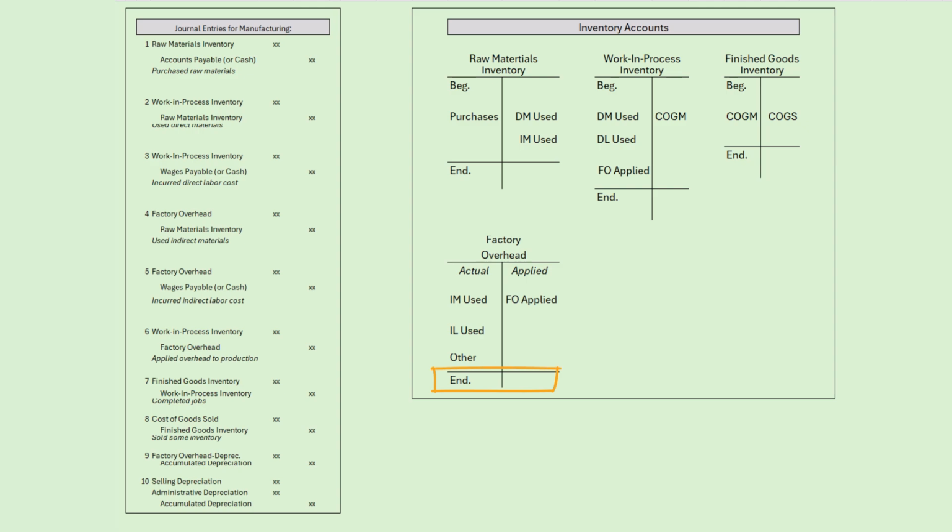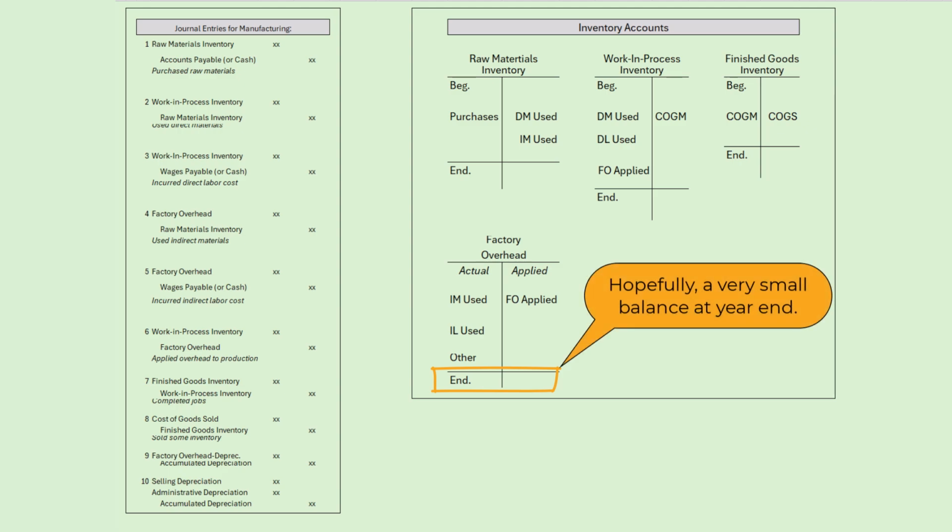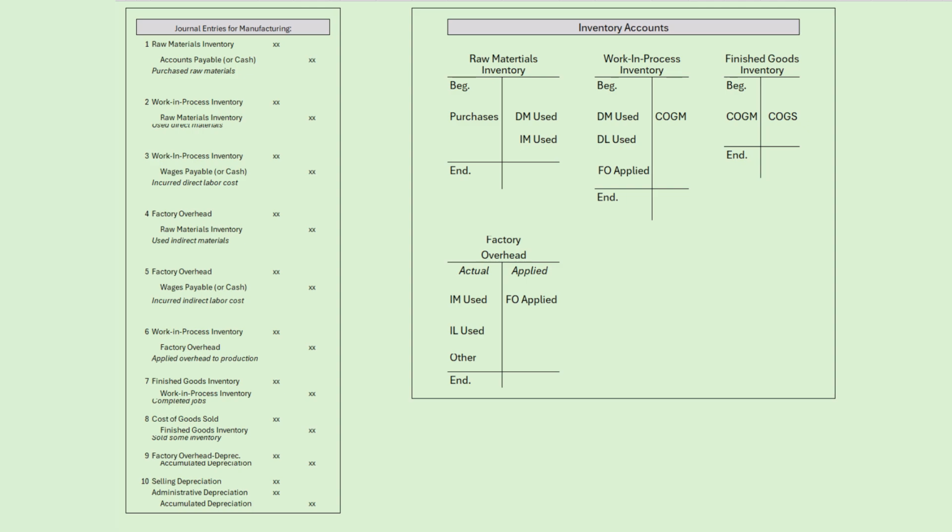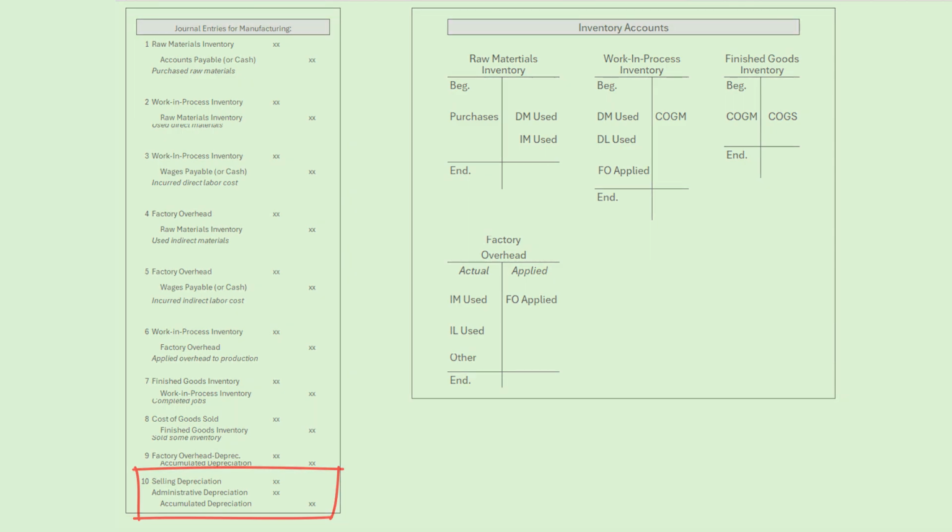Now, if we've been doing this right, at the end of the year, we won't have a significant balance in factory overhead. And if we do have a little balance, we'll just send it to cost of goods sold and pretend it never happened. A couple other journal entries that students often miss is depreciation. In first semester, when we learned depreciation, we debited depreciation expense and credited accumulated depreciation. And that is still valid for a period cost. But any depreciation in the factory has to be debited to factory overhead and credited to accumulated depreciation.